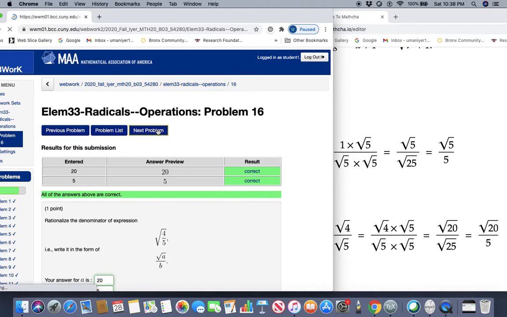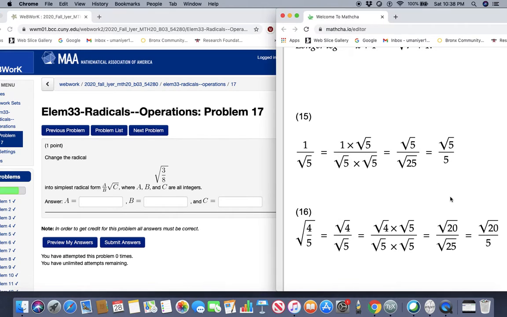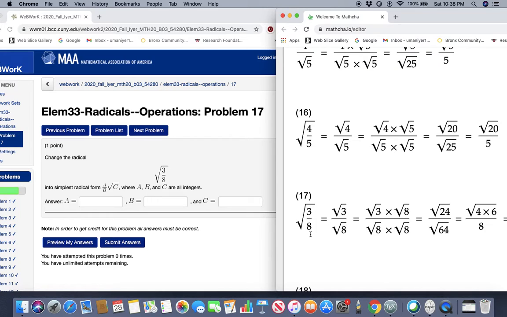Next. Square root 3 over 8. You want to simplify with a fraction outside and a radical expression. Square root 3 over 8 is square root 3 and square root 8. Rationalize the denominator. That is, multiply numerator and denominator by square root 8. Square root 8 upstairs, square root 8 downstairs.